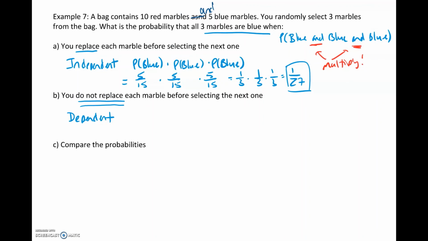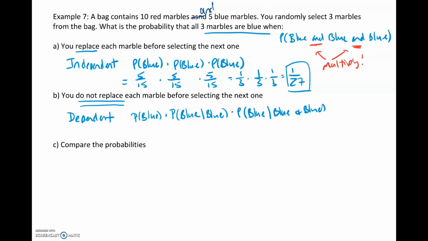We're going to look for the probability of blue first. That one's easy because we've already done that. 5 out of 15, right? So what changes is, I'm going to multiply. Now we want to find the probability of picking blue given we already had one blue. And then the third one, we want the probability of a third blue given we had blue and blue earlier. Okay, and if you don't recognize all that notation, that's okay. As long as you understand the situation, you're okay.